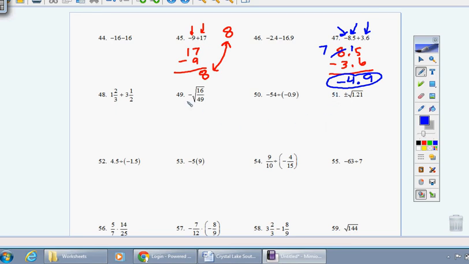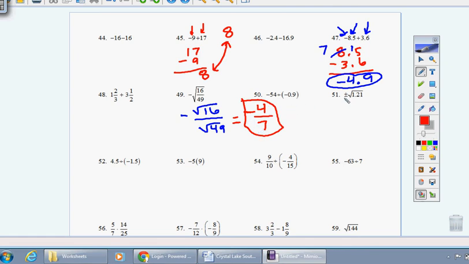Alright, number 49, negative square root of 16 over 49. So remember our trick here. I keep the negative sign, but I can split up the square root. So it's root 16 over root 49. Okay, so the square root of 16 is 4, and the square root of 49 is 7. So I have negative 7 over 4 is my final answer. Or I'm sorry, negative 4 over 7.